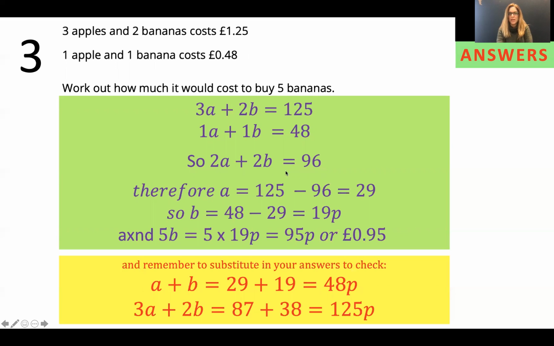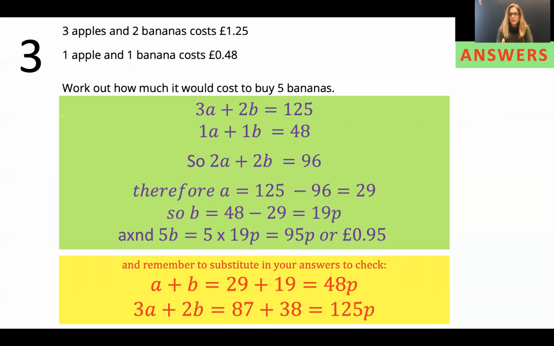I've doubled each of the 3 terms here. So now if I know that 3 apples and 2 bananas is 125, 2 apples and 2 bananas is 96, I can work out that just 1 apple, which is the difference between this row and this row, just 1 apple is going to cost us 29p. If I know how much an apple is, I can substitute it in and work out that 1 banana is going to cost us 19p.